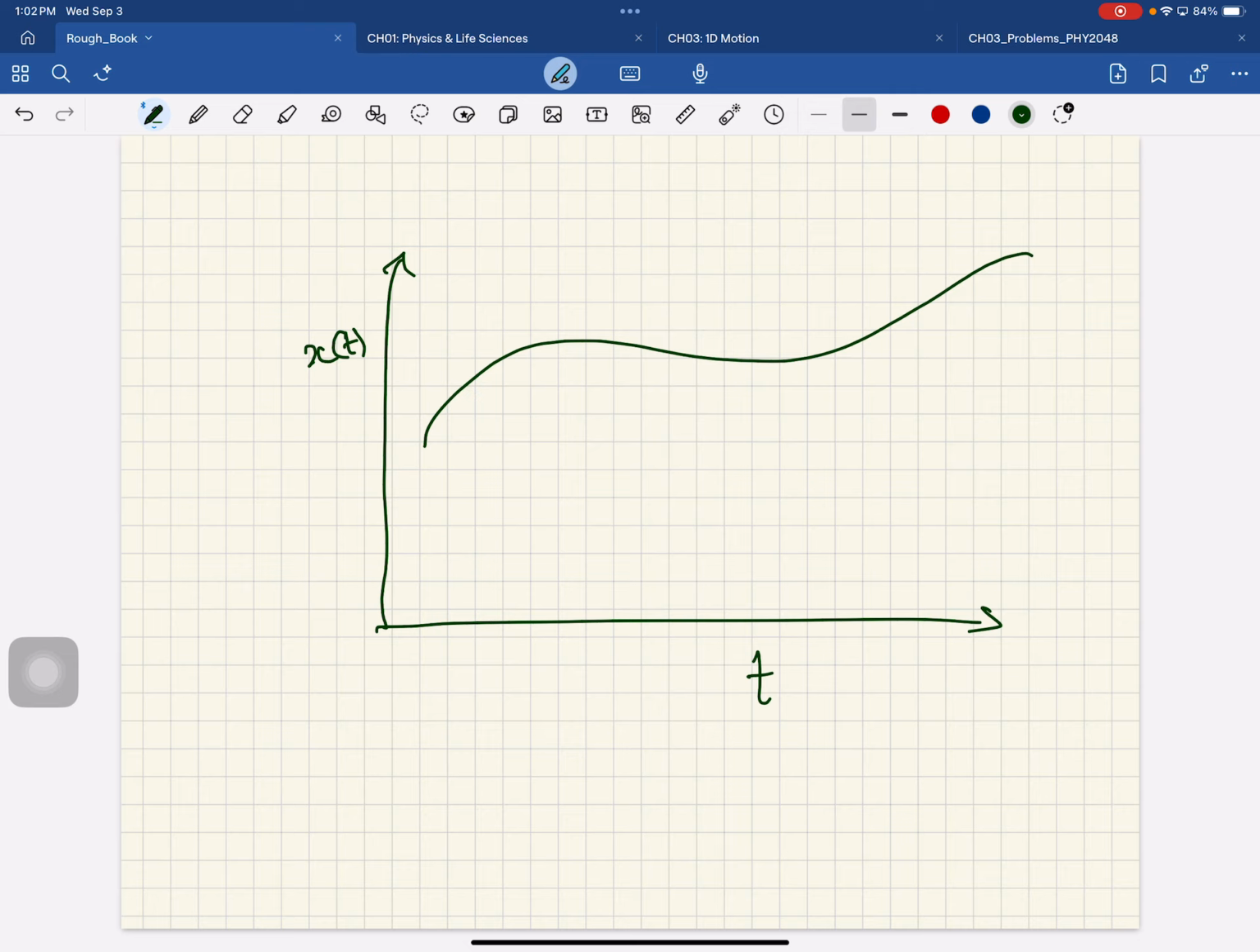So what we have done is give meaning to the slope of the tangent line here. dx by dt was velocity. Now we'll give you a meaning for the next one.